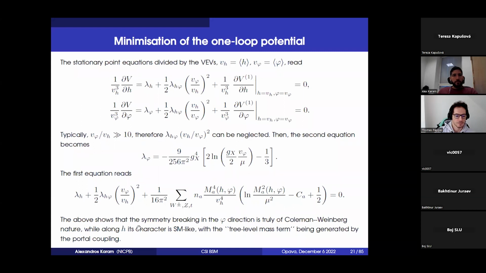So the above shows that the symmetry breaking in the var-phi direction is of Coleman-Weinberg nature, while along the H direction the character is standard model-like, with the tree-level mass term being generated by the portal coupling.